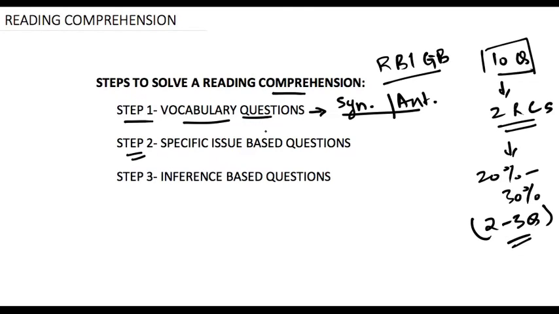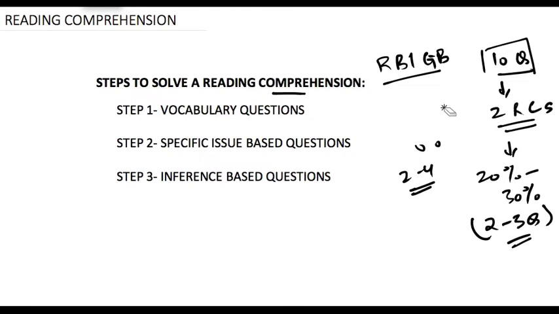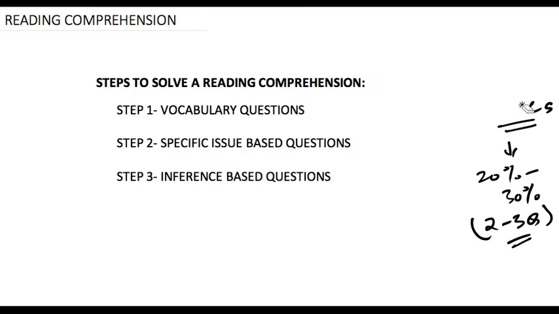The second step is to identify the specific issue-based questions and then to solve them. On an average, these questions also contain 20 to 40% or 2 to 4 questions. So the objective is to identify these 20 to 40% of the questions and to solve them after you are done with the vocabulary questions in the RC. We will be covering all these three steps one by one.